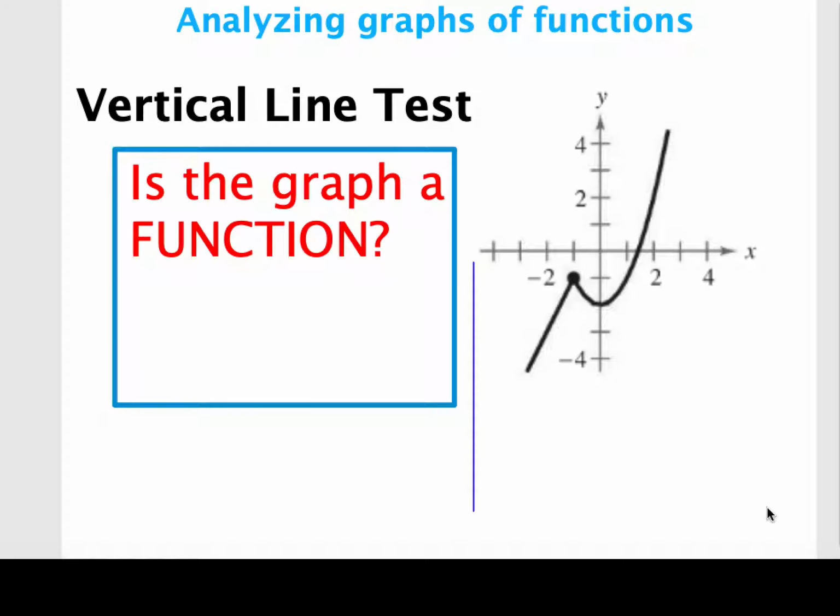All right, well, this video is going to talk about various things that we can do when analyzing graphs of functions, or whether or not something even is a function. So let's start off pretty quickly here with a quick review of a couple of things.